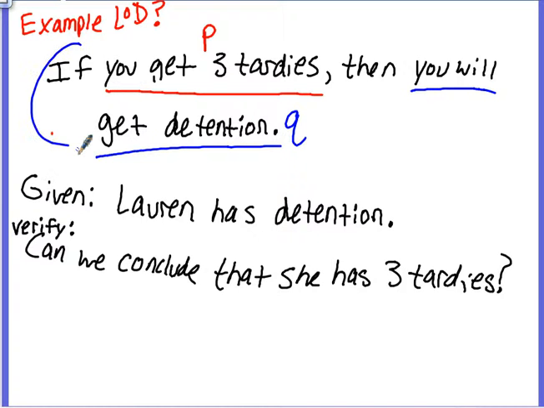Alright, so Lauren has detention. You'll notice, getting detention, that was the blue. That was the conclusion. So in other words, Q happened. That's what that means.